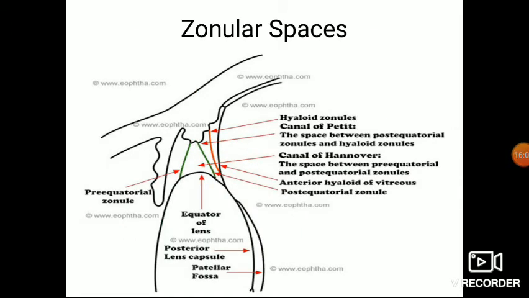Let us see about the zonular spaces. First is a space called the Canal of Hannover. This is a space between the pre-equatorial and the post-equatorial zonules. There is also the Canal of Petit, and this is a space between the post-equatorial zonules and the hyaloid zonules.